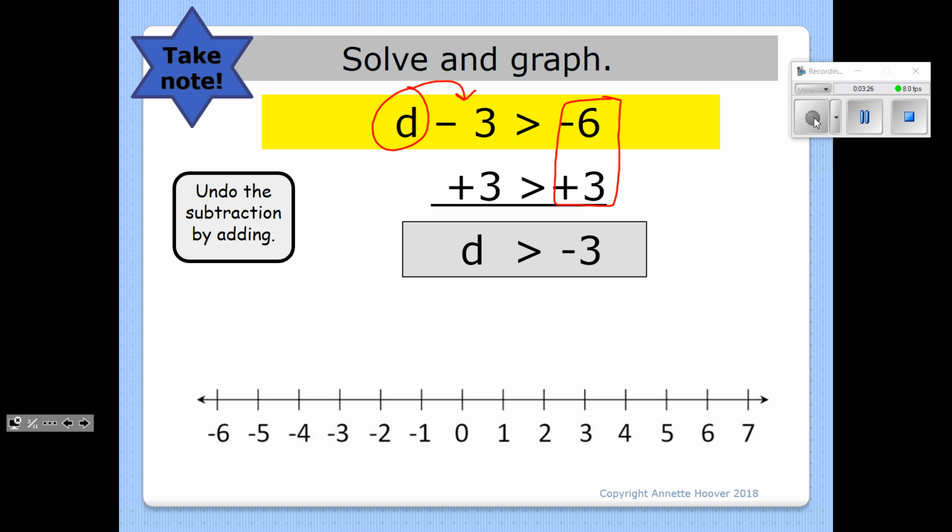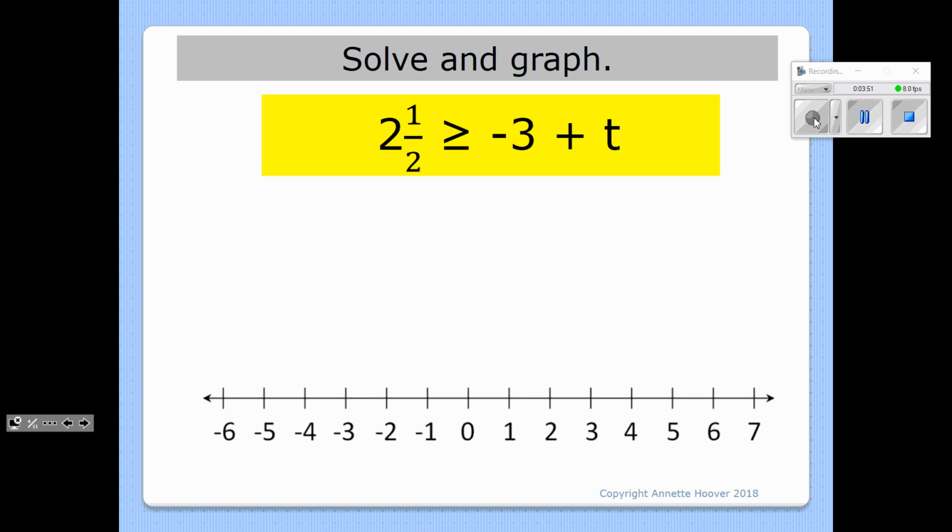It's not equal to negative 3, but it's any number greater than negative 3. So we do our open dot on negative 3 because it's not equal to it. And then we have an arrow going to the right, just like the sign shows right here, and that works if the variable is on the left side. If it's not on the left side, it's going to go the opposite direction.